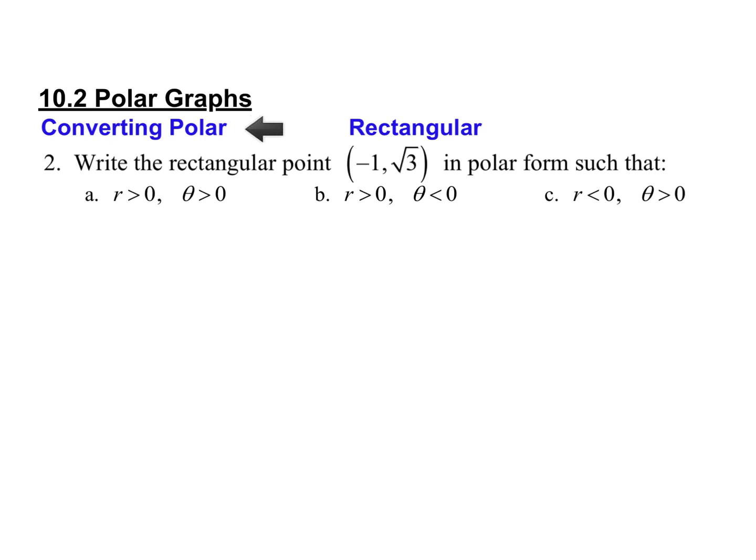Anyway, we have 3 possible situations that we're going to look at. One, I want you to come up with a polar point where r is positive and theta is positive. Then one where r is positive and theta is negative. And then one where r is negative and theta is positive. I'm going to do the first one with you because it's been a while, and I'm guessing you don't remember what to do, and that's okay.